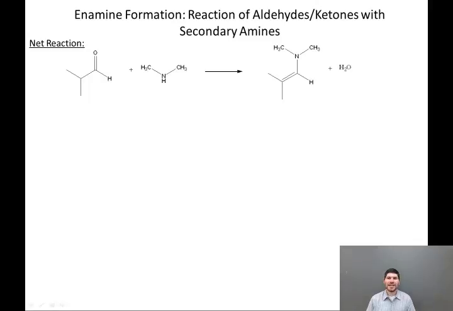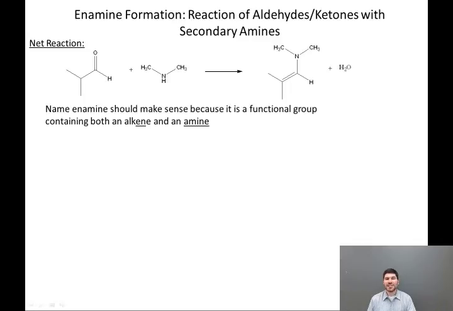Having considered the mechanism of imine formation and imine hydrolysis, we now turn our attention towards secondary amines. What happens when an aldehyde or ketone reacts with a secondary amine? Well, the answer is that we form a structure called an enamine. Given on the screen is a typical reaction between an aldehyde and a secondary amine. In this case, it would be dimethylamine.